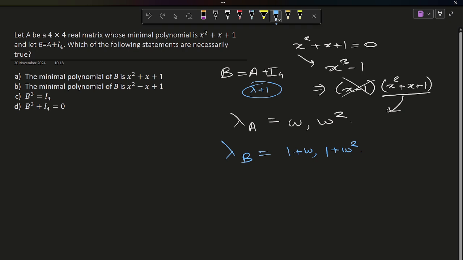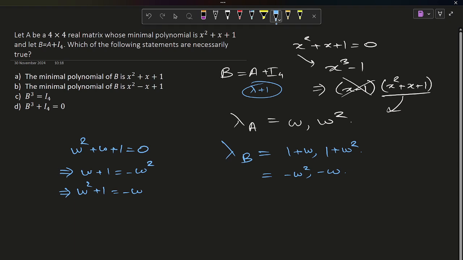Now, as we know that omega and omega square both satisfy the given equation, for omega we can write omega square plus omega equals 0. So omega plus 1 will be minus omega square, and omega square plus 1 will be minus omega. So the eigenvalues of B will be minus omega square and minus omega.